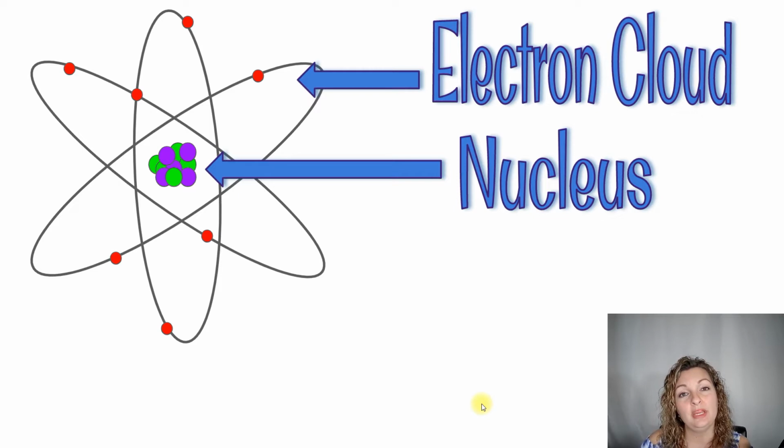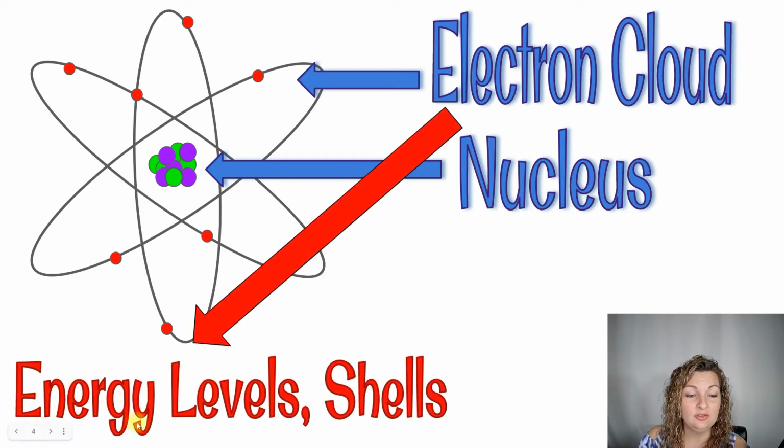Now, there's two main parts to an atom to begin with, and that's going to be the nucleus, which is the center of the atom, okay? And then the outer portion of the atom we call the electron cloud, or it can be referred to as energy levels or shells, okay? And you're going to hear this called different things depending on what exactly you're talking about with the atom, and you'll learn that as we progress forward.